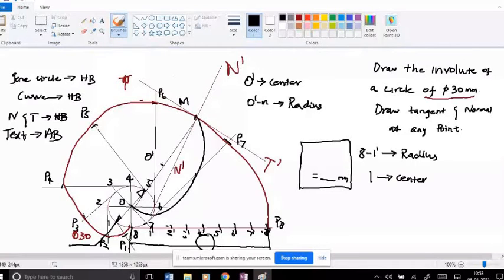Sir, please repeat the starting steps of normal and tangent. Okay, I'll choose a different point. So let me choose a point between P5 and P6. Let's name this as M. What you need to do is draw a line from M to the center of the generating circle, something like this.